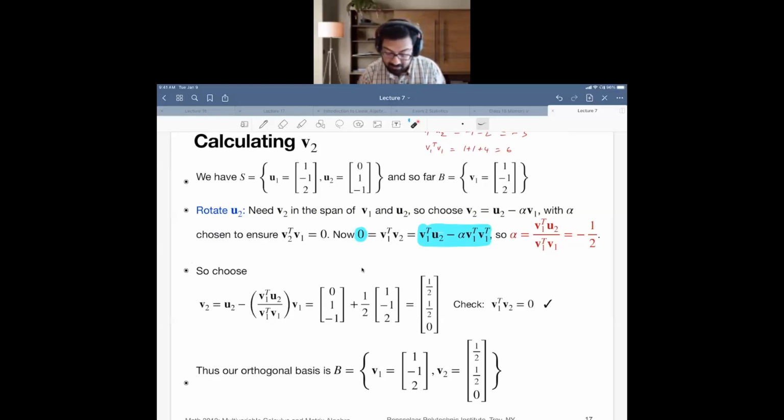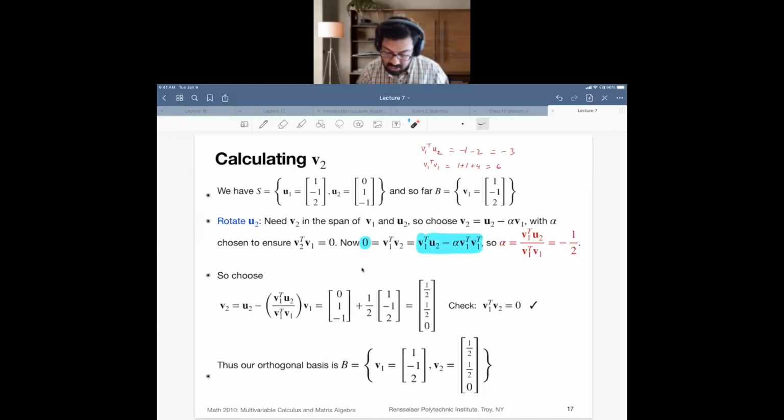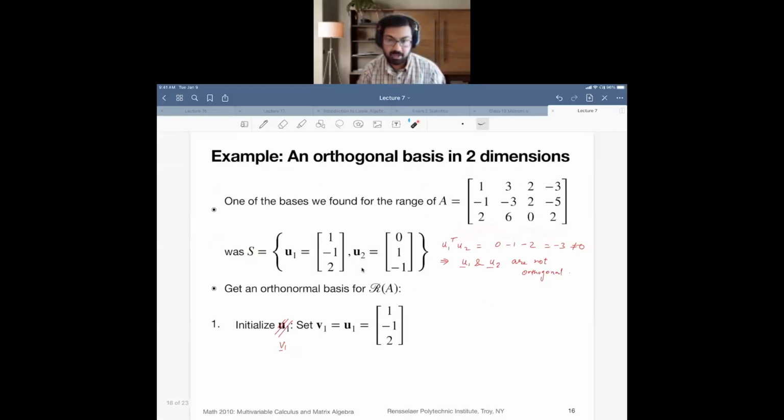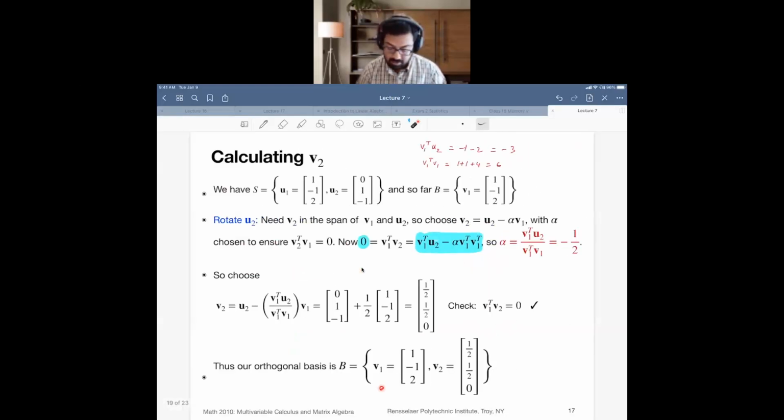So what we have at the end is an orthogonal basis B that was constructed for the same range of A. Earlier we had a basis, now we have an orthogonal basis. So both these vectors are still bases for the range of A, the same A, but U1 and U2 were not orthogonal, V1 and V2 are an orthogonal set of basis vectors. Dimension is 2 over here as well. The number of basis vectors do not change.